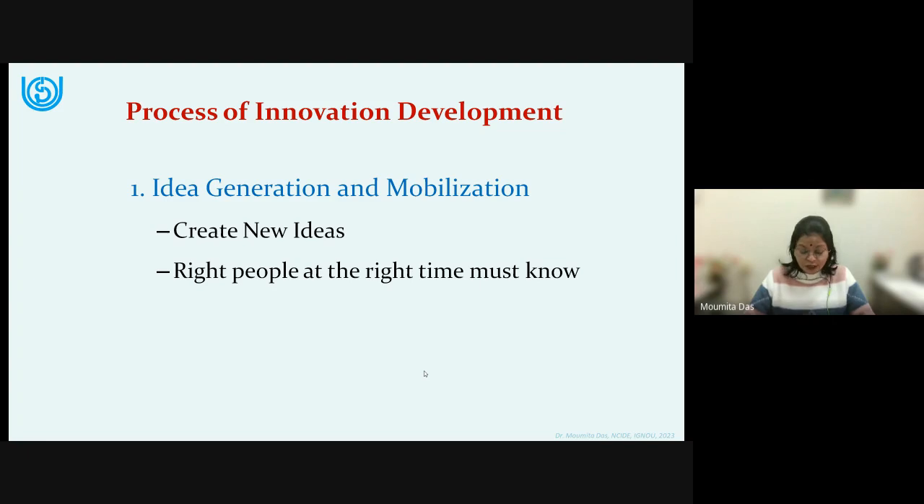That is mobilization. Now, just to give you an example, Thomas Edison is credited with the invention of the light bulb.